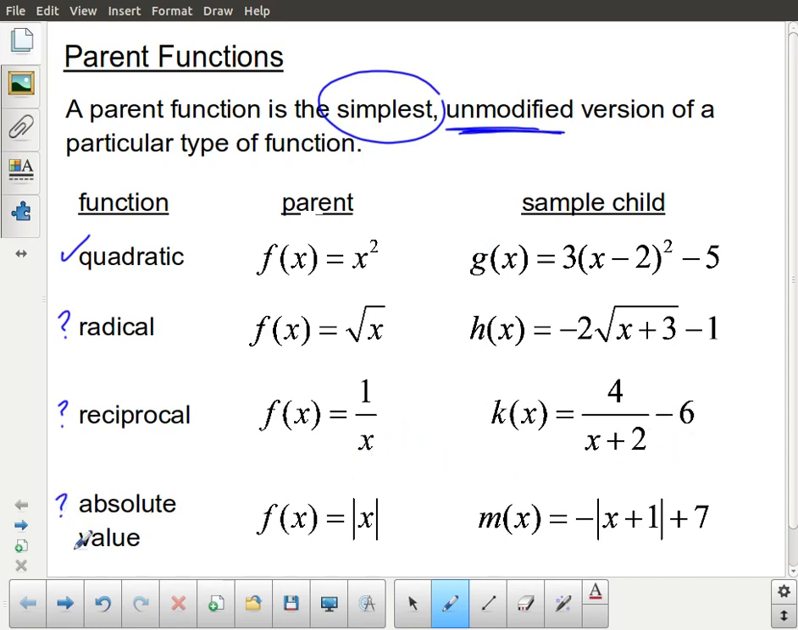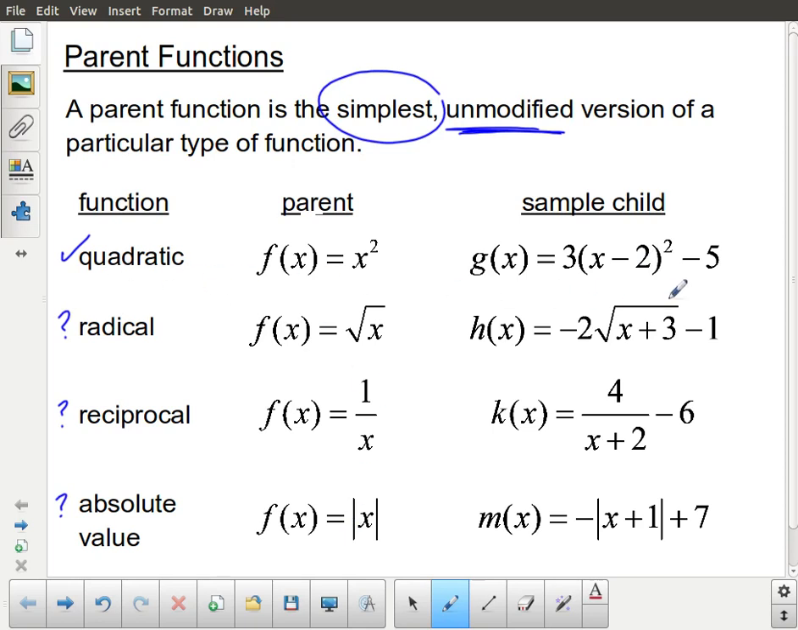And then the absolute value function, which again may be new to you. It's denoted by these two vertical bars. You would say this is f of x is equal to the absolute value of x. And then here is an example of a modified child of that function. Now there's an infinite number of variations on these child functions from the parent. I was just giving a single example of each.